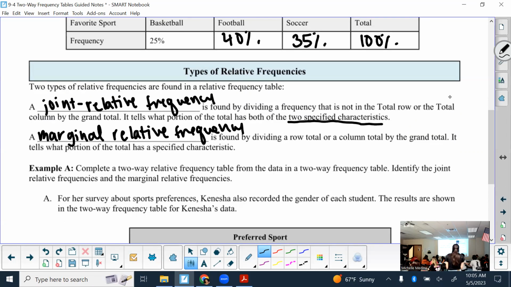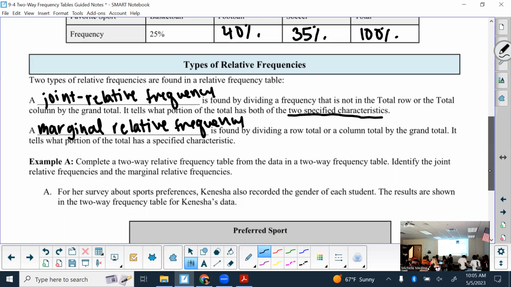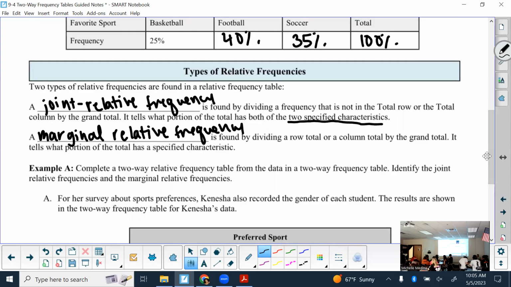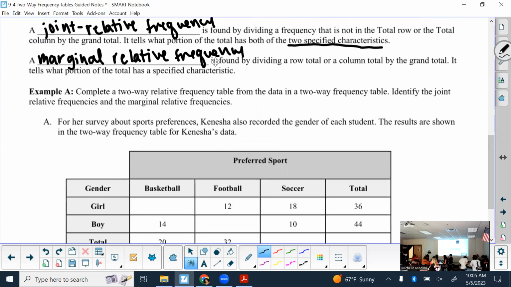Again, you don't need to commit these 2 to memory. Just when it talks about it on your practice, that's what it's about. Not hugely important. Questions on that? Okay, we're not gonna fill this out. I think you guys can fill out a table. Questions on the vocab?